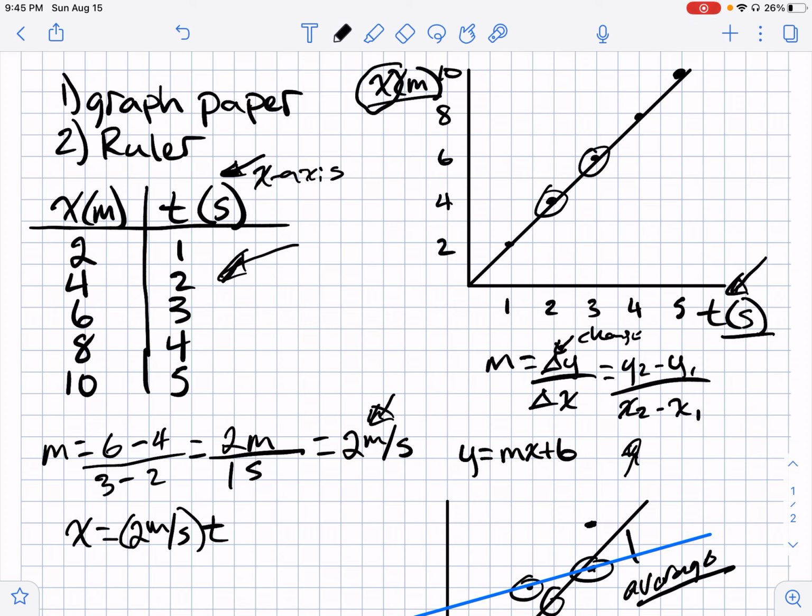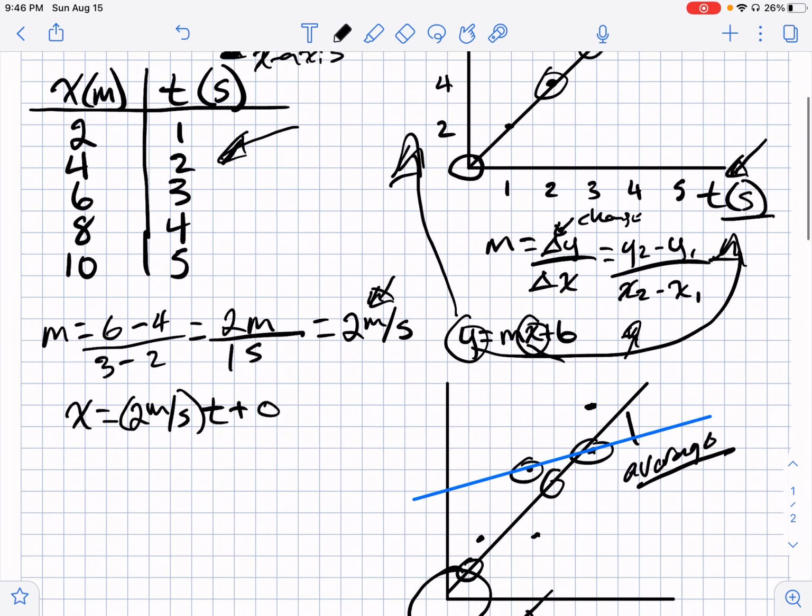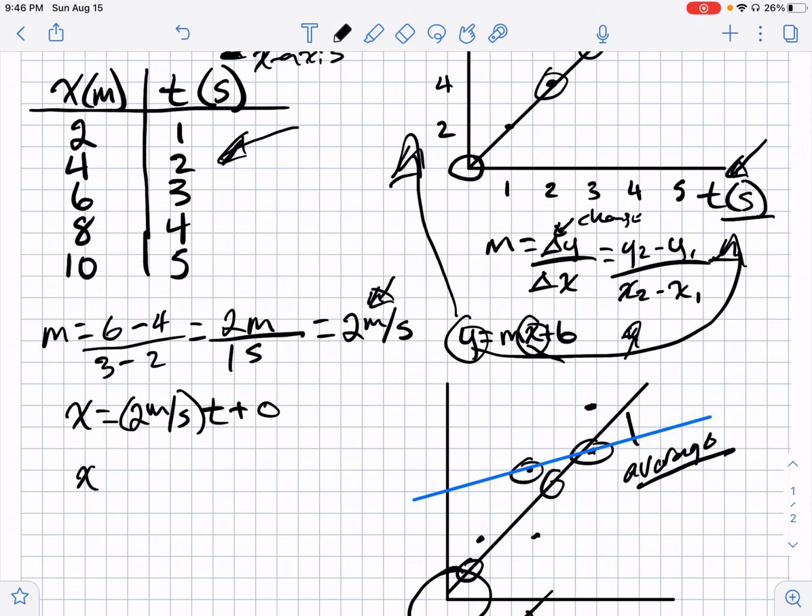So we're using the same formula that you did in math, but now your y and your x actually mean something, whatever it is that you're graphing on your graph. So you substitute those, right here, plus b, which is your y-intercept. Now this first one was a nice easy graph, so it went through 0, 0, so my y-intercept is just 0. So your final answer for this one would be x is equal to 2 meters per second t.